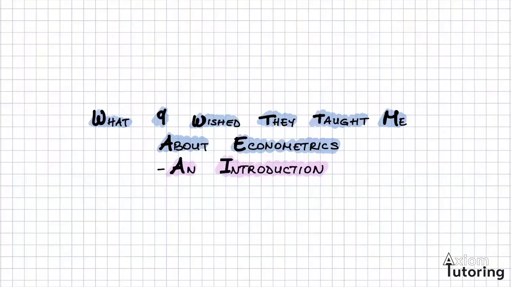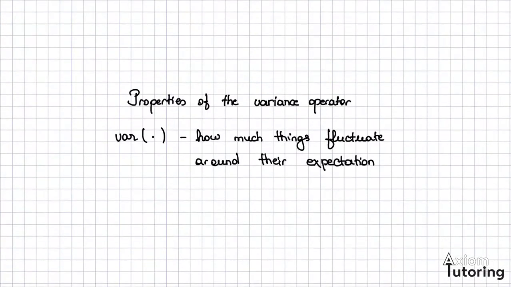In the previous video, we talked about the properties of the expectation operator as the first ingredient for us to jump into the statistical properties of OLS. In this video, we're going to look at the second ingredient, and that is the properties of the variance operator. The variance operator tells us basically how much randomness survives after taking the expectation, or in simpler terms, how much do things fluctuate around their expectation.